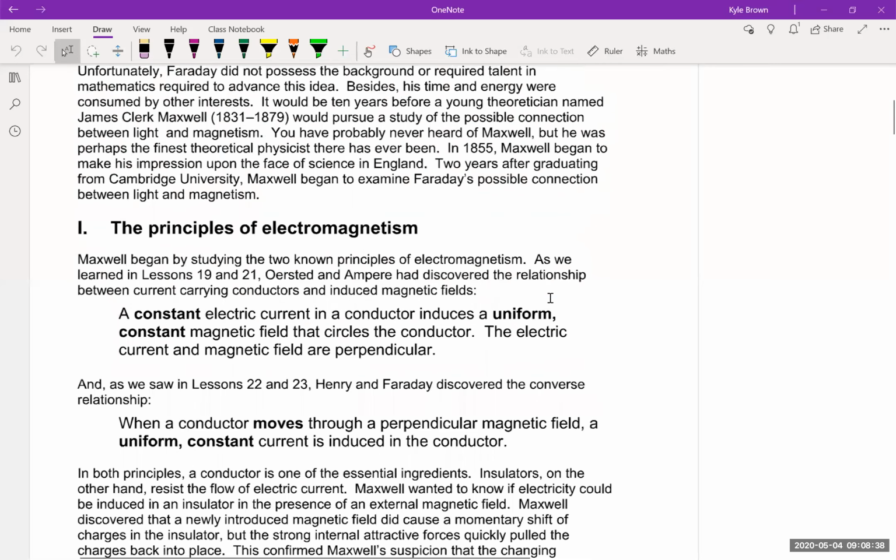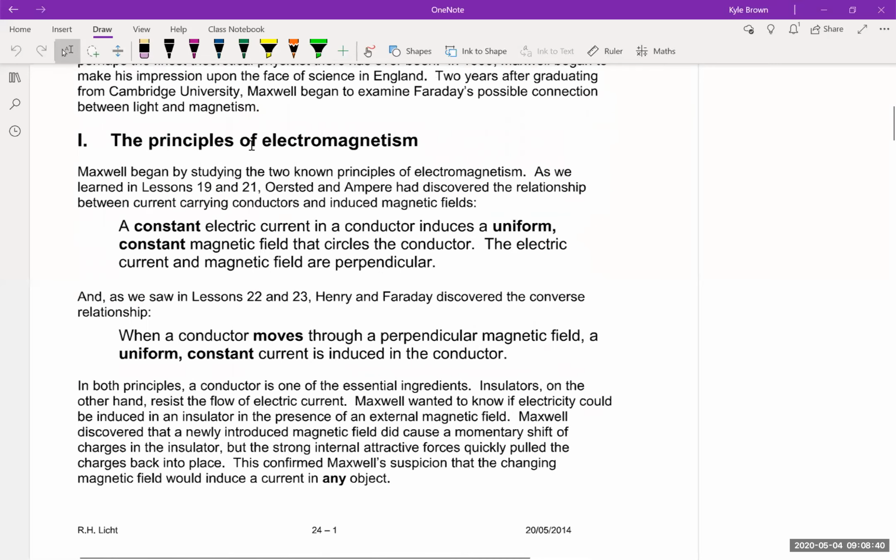So let's go here. The principles of electromagnetism so far, this is all stuff that we did in lesson 19 through 21. So the first part was that a constant electric current in a conductor induces a uniform constant magnetic field that circles the conductor.